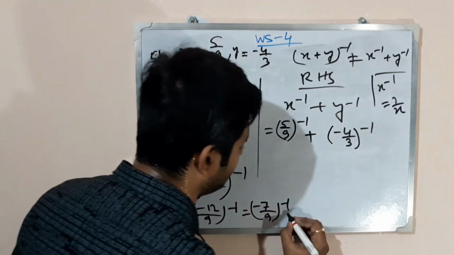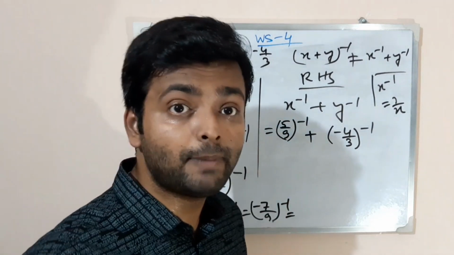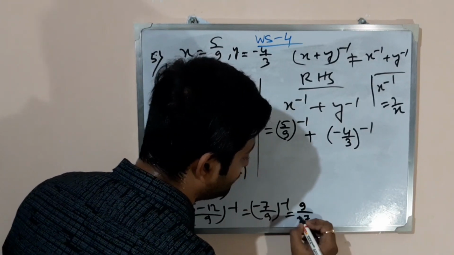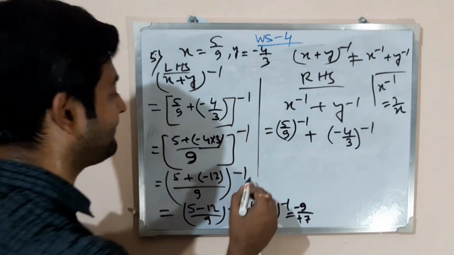Now convert it. So inverse denotes the reciprocal number, meaning upside down, the bottom goes to the top. So 9 in the numerator and minus 7 in the denominator. If you write it in standard form, it is -9/7. It is the value of the left hand side.